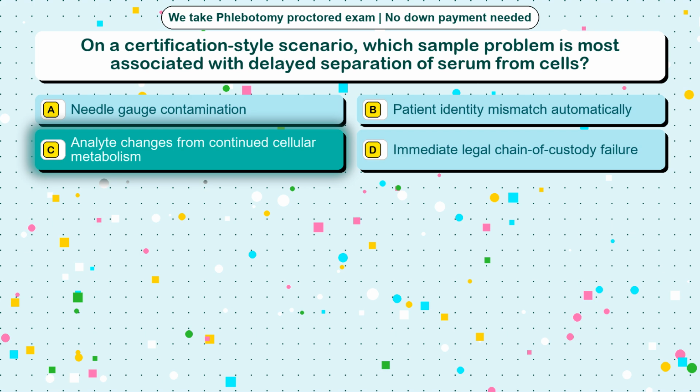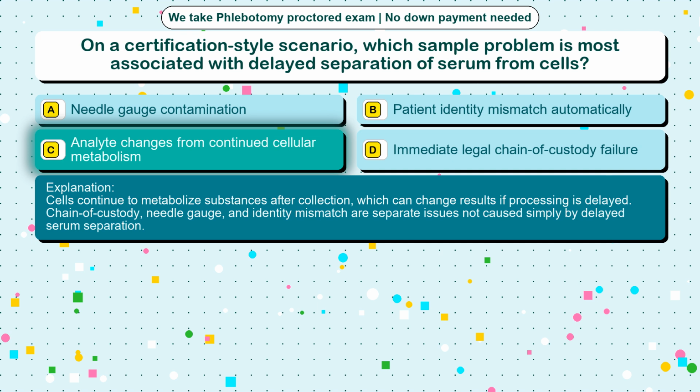The correct answer is option C. Analyte changes from continued cellular metabolism. Cells continue to metabolize substances after collection, which can change results if processing is delayed. Chain of custody, needle gauge, and identity mismatch are separate issues not caused simply by delayed serum separation.